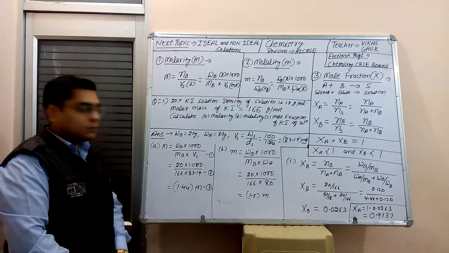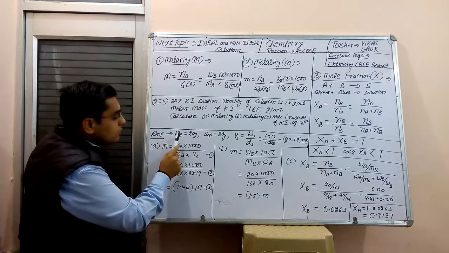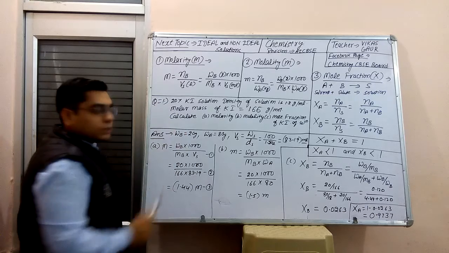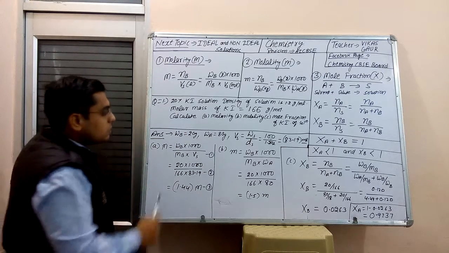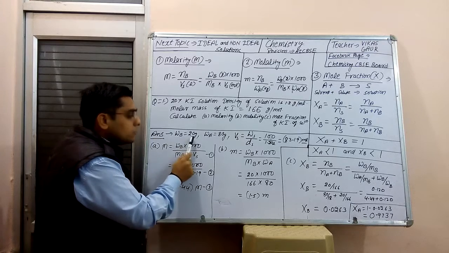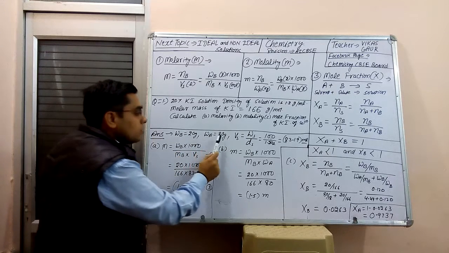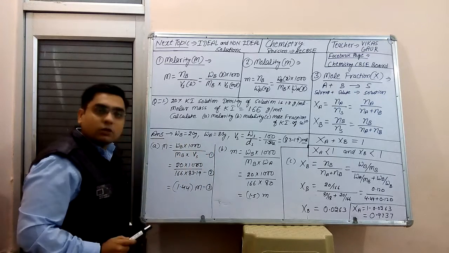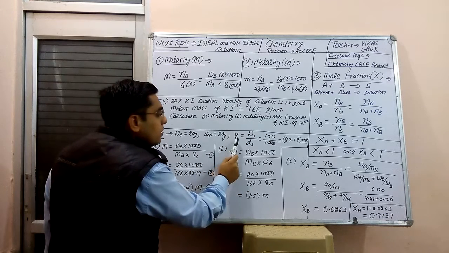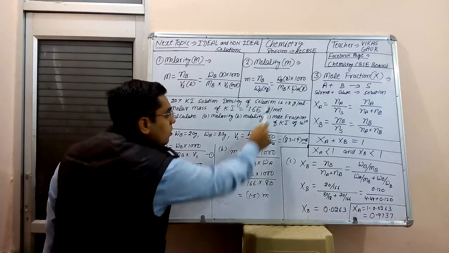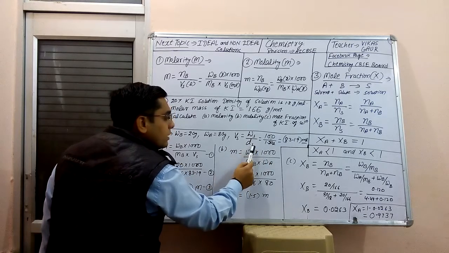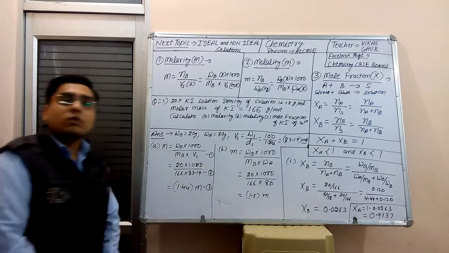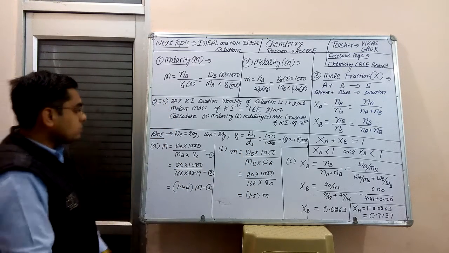Now how to solve this? First of all, you are given that the solution is 20%. Suppose the total solution is 100 grams, then the solute is 20 grams, Wb, and the solvent is 80 grams, Wa. You are given the density of solution and the mass of solution is 100, so mass upon density is equal to the volume of the solution.